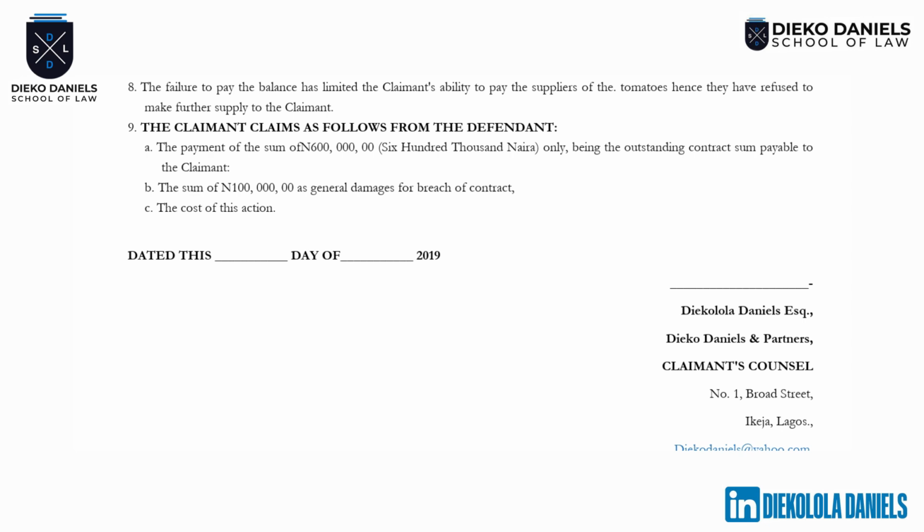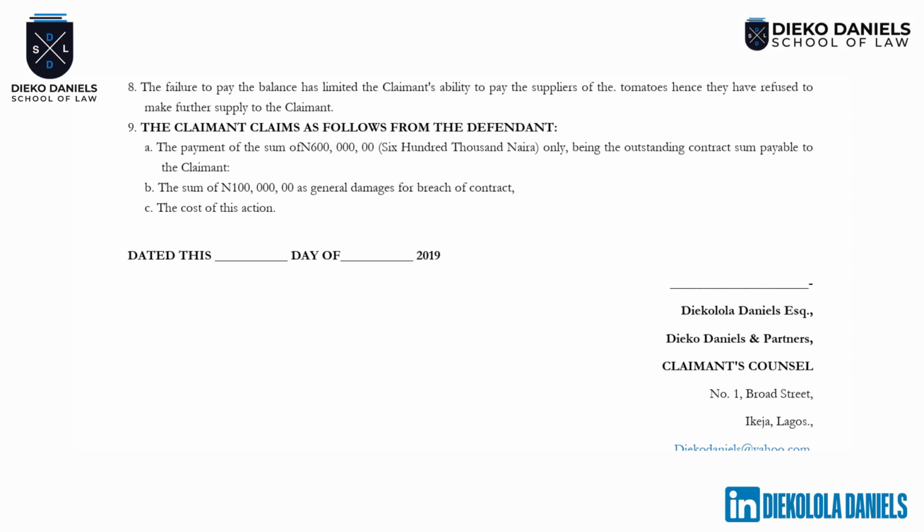Now, I wrote number 9. The claimant claims as follows from the defendant. Another drafting style, which you can also adopt, is to say, whereof the claimant claims as follows. But I prefer this style. Both of them are applicable for law school. You can say the claimant claims as follows from the defendant. You can say whereof the claimant claims as follows. Any of them would work.